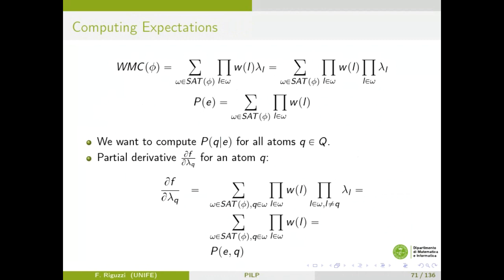Now, in order to perform the EM algorithm, we need to compute the conditional probability of the query given the evidence for all atoms in a set of atoms. So consider the partial derivative of the function represented by the circuit with respect to one indicator variable, the indicator variable for the query. If we perform this partial derivative, we see that the indicator variable appears only in this product. So you throw out all the worlds where lambda q does not appear, and for the other worlds you remove lambda q.